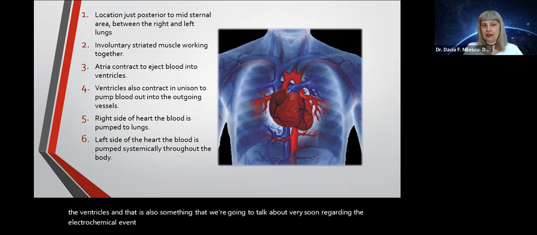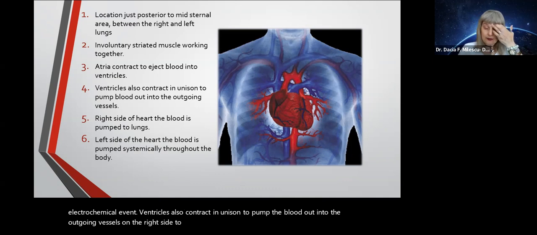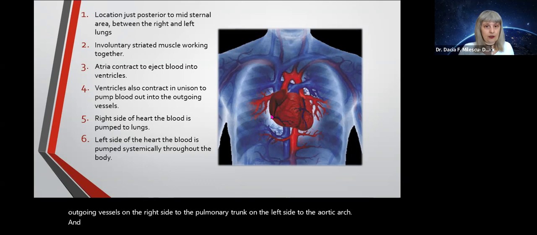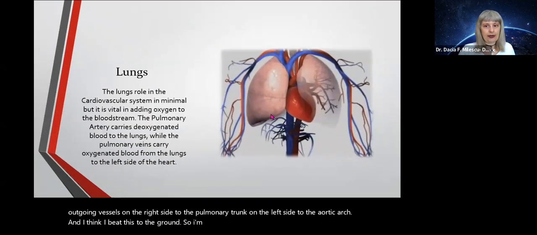Ventricles also contract in unison to pump the blood out into the outgoing vessels, on the right side to the pulmonary trunk, on the left side to the aortic arch. And I think I beat this to the ground, so I'm pretty sure you get that now.